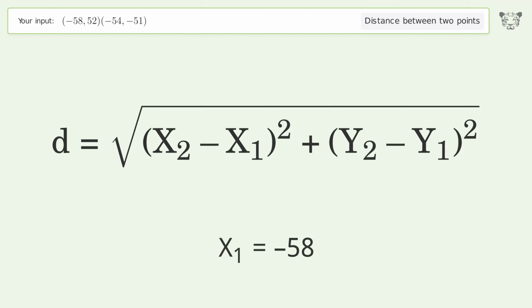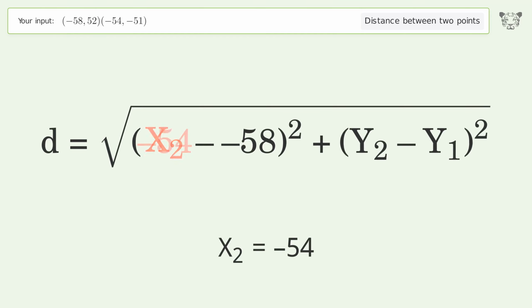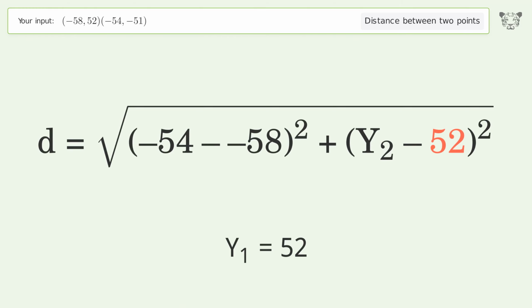x1 equals negative 58. x2 equals negative 54. y1 equals 52. y2 equals negative 51.